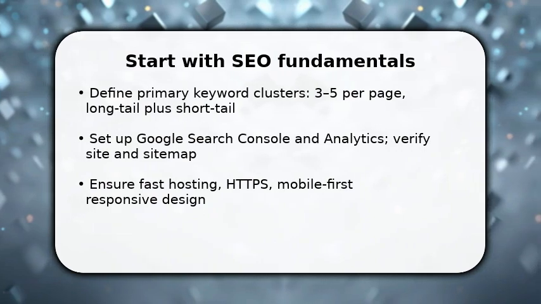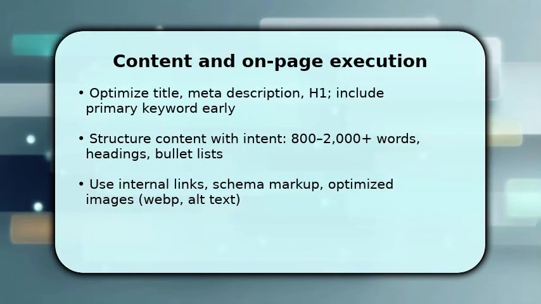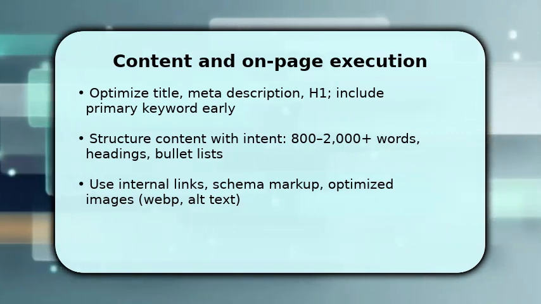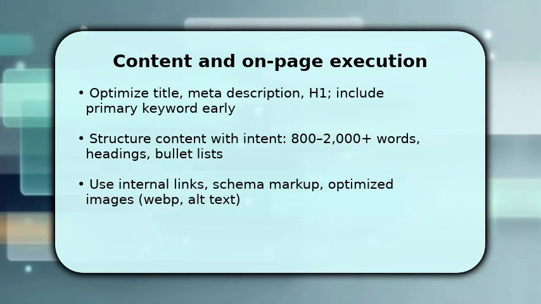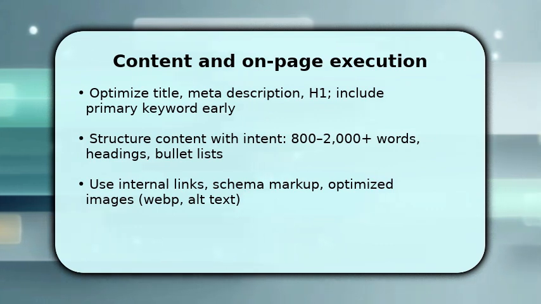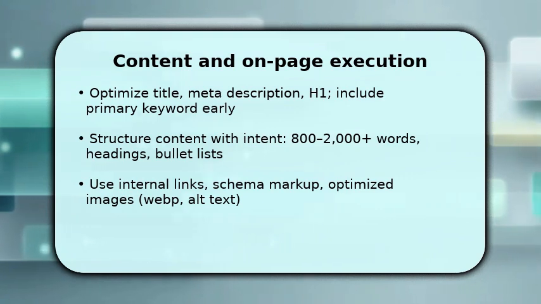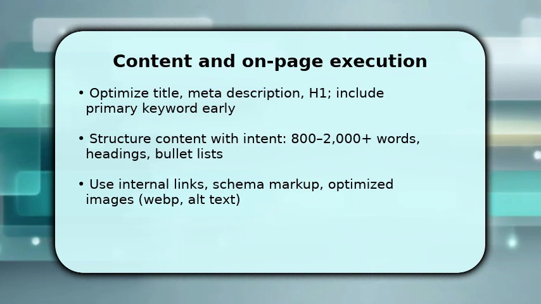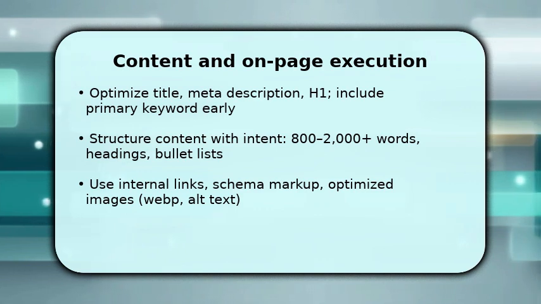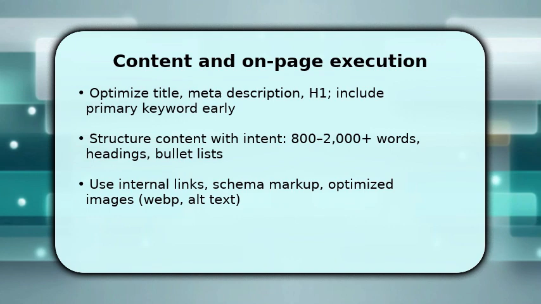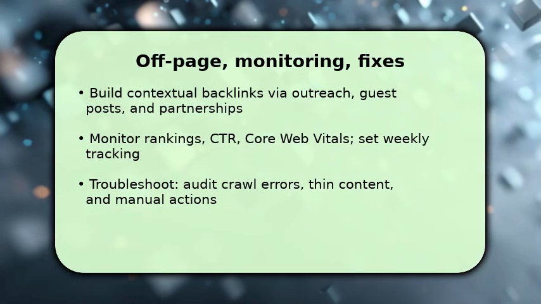You now execute content and on-page tactics that tell search engines why your pages matter. Write clear titles and meta descriptions with the primary keyword early. Use a single H1 and logical H2s to reflect user intent. Produce in-depth content, typically 800 to 2,000 plus words when needed, organized with headings and bullet lists for scannability. Add internal links to related pages and implement schema markup for rich results. Compress and serve images.